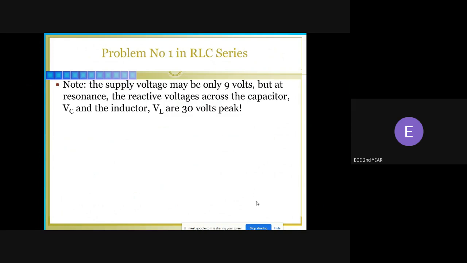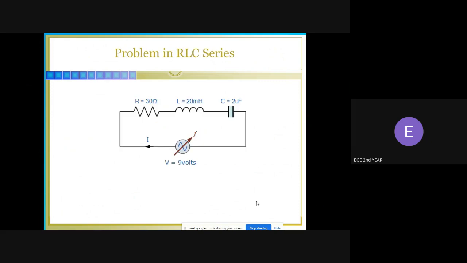But in a short way, we know that at resonance, the voltage across the inductor and the voltage across the capacitor are the same. So VL is equal to VC. Note that the supply voltage may be only 9 volt, but at resonance the reactive voltage across the capacitor and inductor will be 30 volt peak. We need to note that the supply voltage is only 9 volt, but across the inductor and capacitor we are getting a much larger value. How?